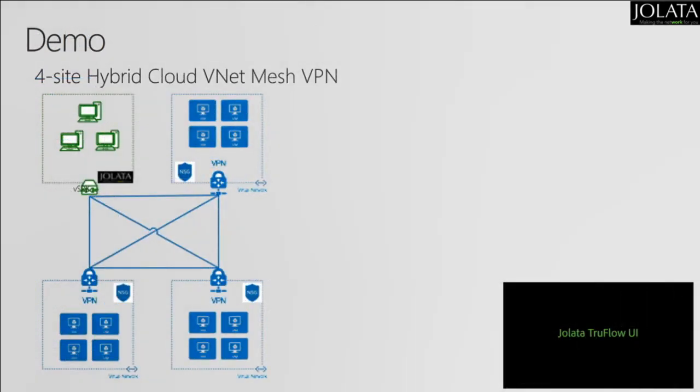So for today's demo, I have a demo video. I'll take you through that. It's a 4-node site virtual network that we set up using 3 Azure sites, East, West, and Central. And we are connected through VNet. And we also connect to our physical site in San Jose. And we've done that by connecting to the mesh using a Juniper Networks vSRX firewall.